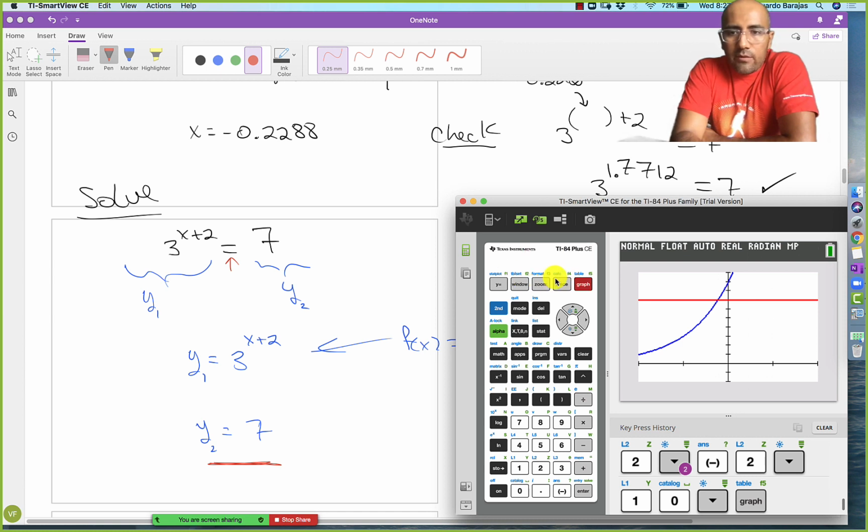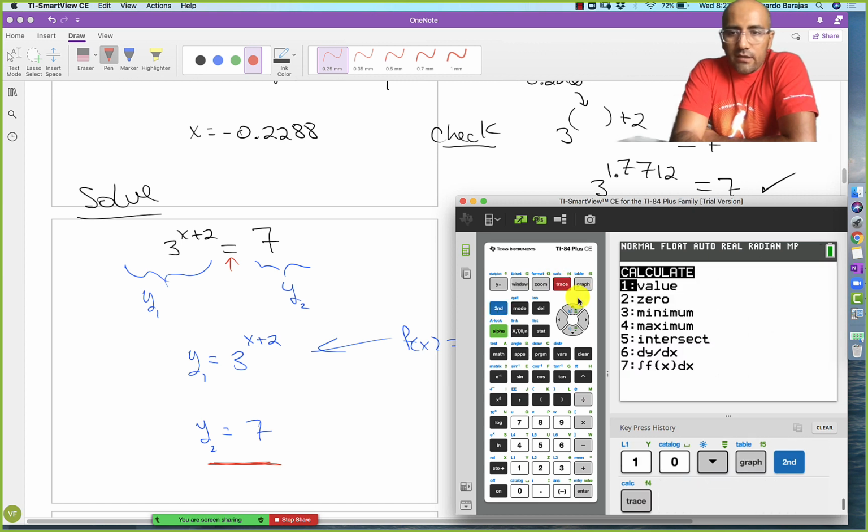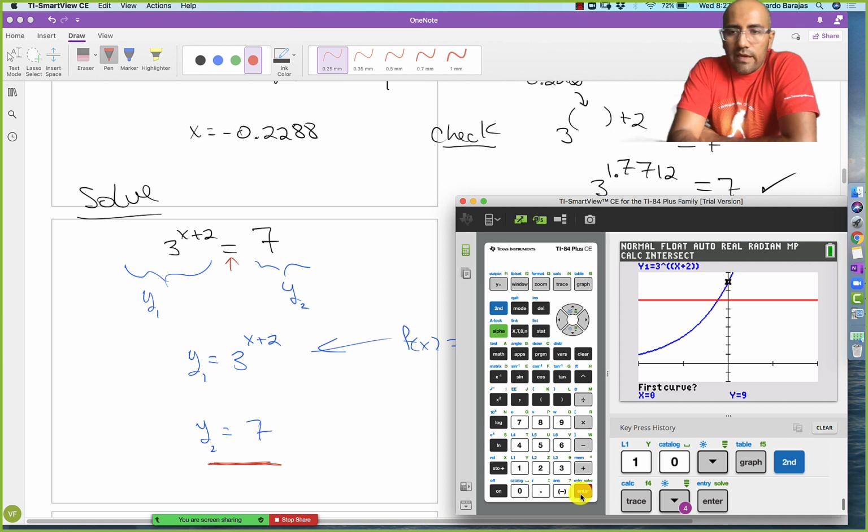Okay, so let's see. Now if I go right here where it says calculate, right above the trace button, calculate, second, calculate, and then I want to go down to intersect. Intersect, hit enter. And now it's asking you for the curves. There are only 2 equations on there, so this should be easy. Just hit enter once, hit enter twice, since there are only 2 of them.